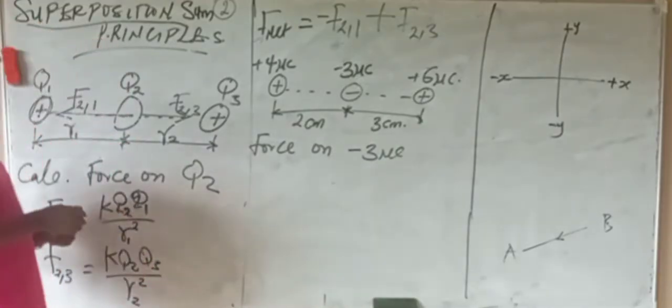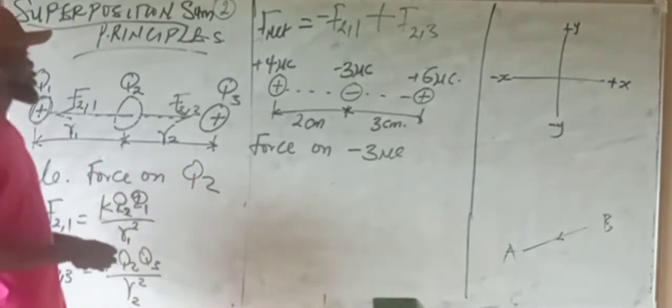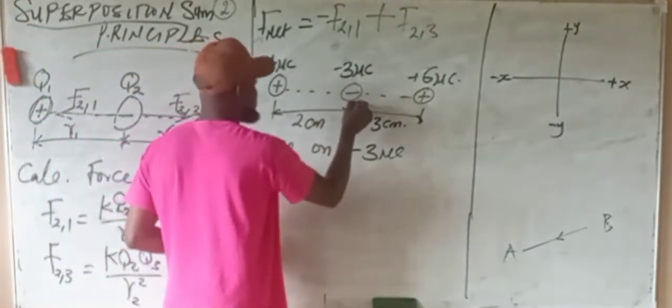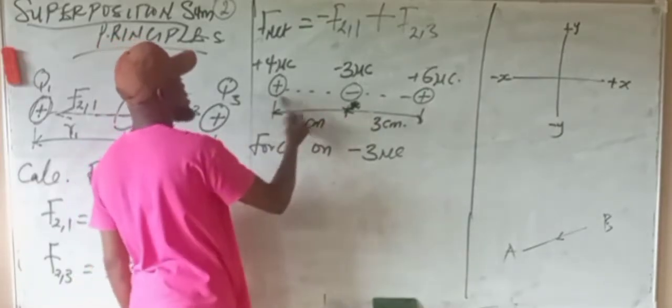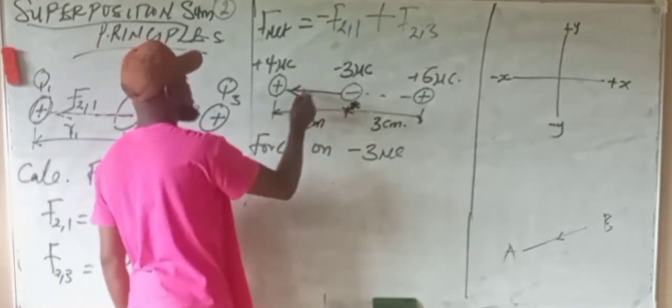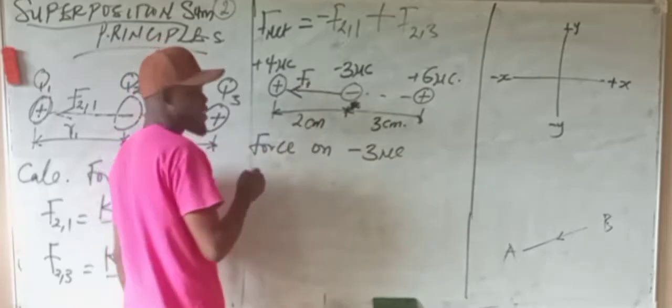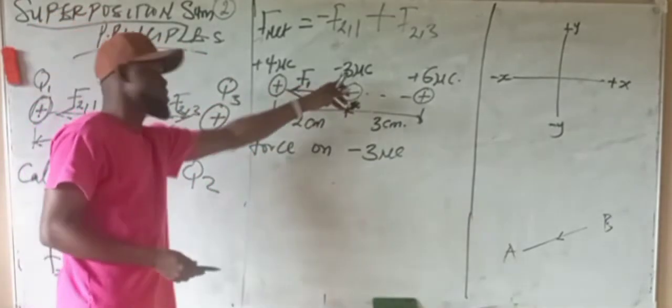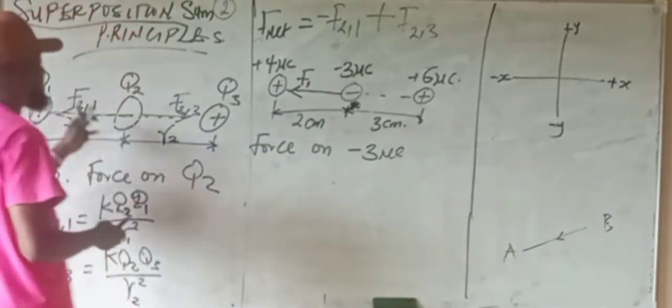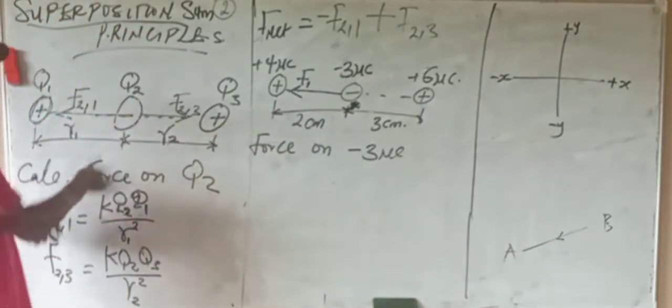So how do you solve this question? The first thing you do, check which one is the minus 3 microcoulomb and mark it out. Next, how will this minus 3 react to this? It will be attracted to it. That will be the first force, F1. Make sure you label it, at least have the label to explain everything.